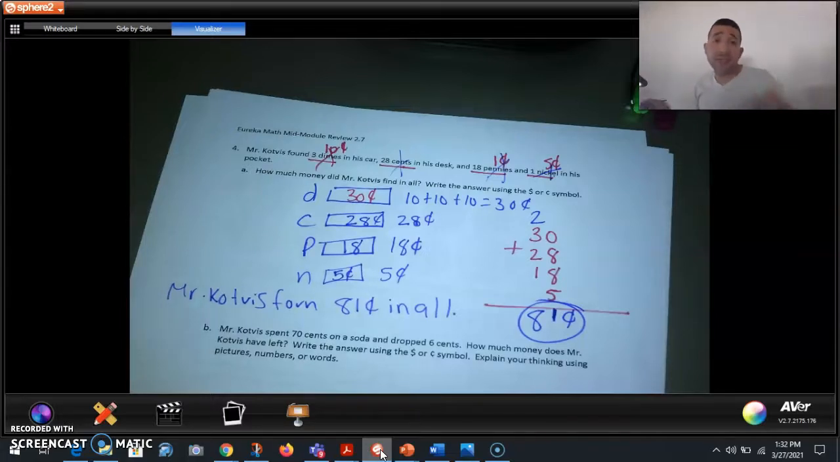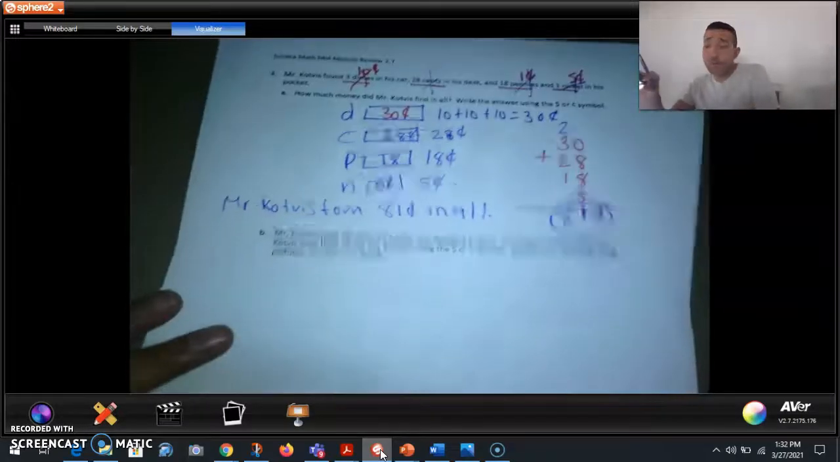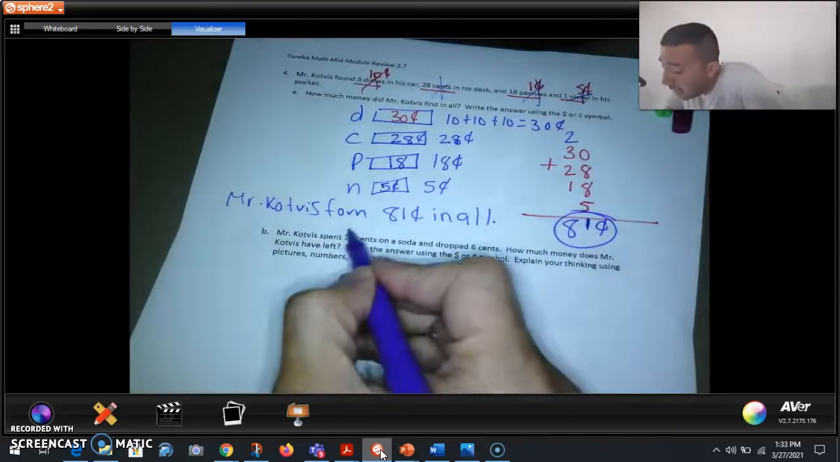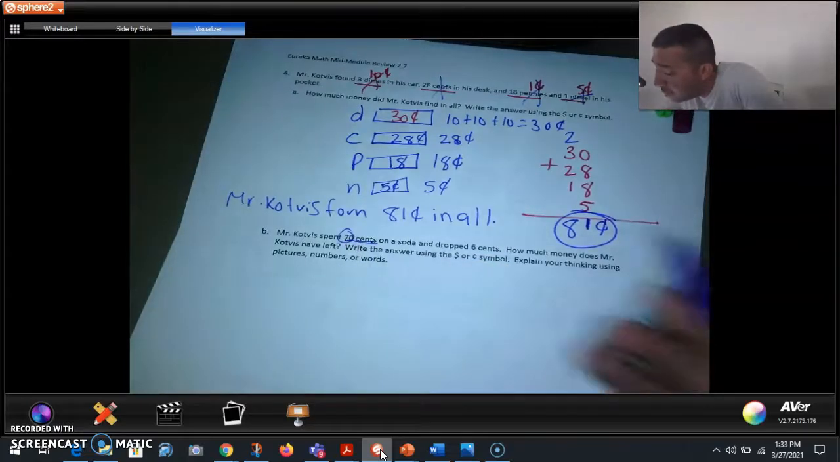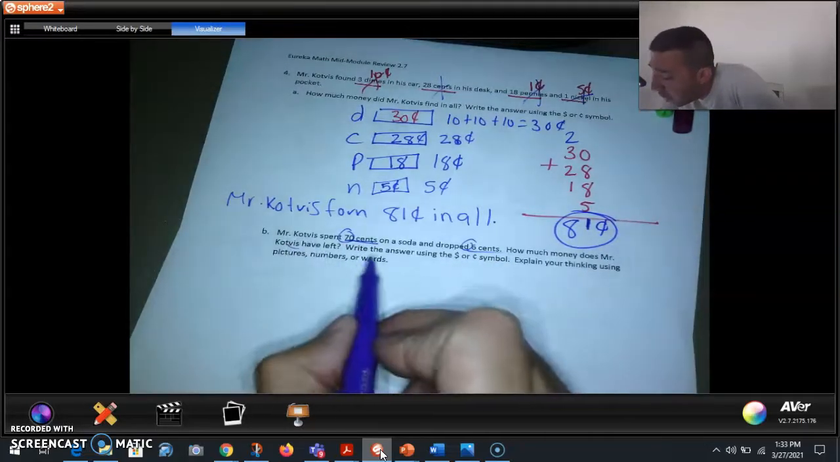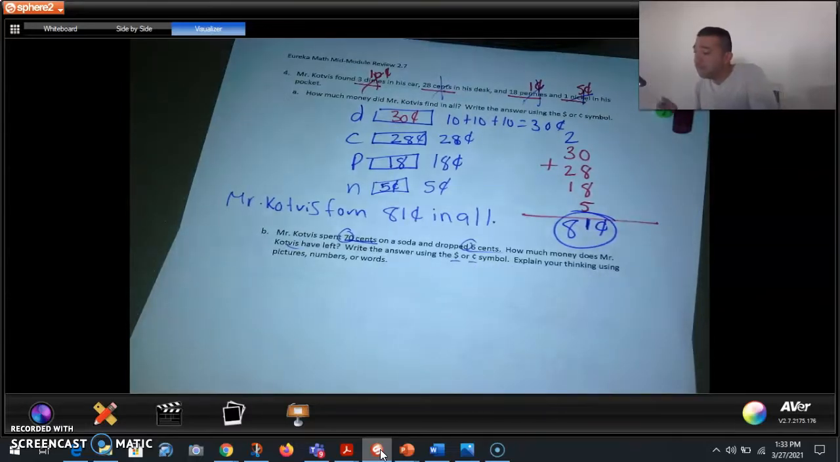Go ahead and pause it if you need to pause it so that we can go to the last problem. Part B is a continuation of part A, making sure that we are reading carefully. So we know that he found 81 cents in all. Now Mr. Cartwright spent 70 cents on a soda and dropped 6 cents. How much money does Mr. Cartwright have left? Write the answer using the dollar sign, cent symbol. Explain your thinking using pictures, numbers, or words.